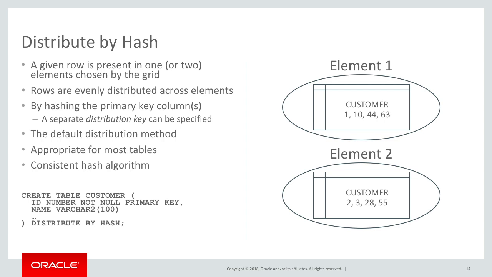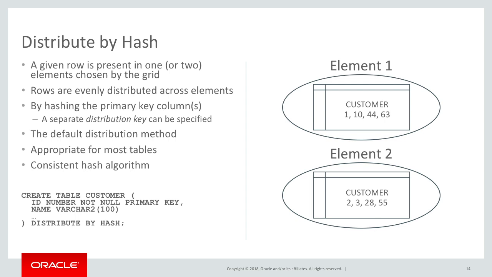And basically the primary key will be hashed, and based on that hash value, the row will be placed in one or two elements that match that hash value. So if you've got a primary key of 1, it may be stored in element 1, a primary key of 2 may be stored in element 2, etc.